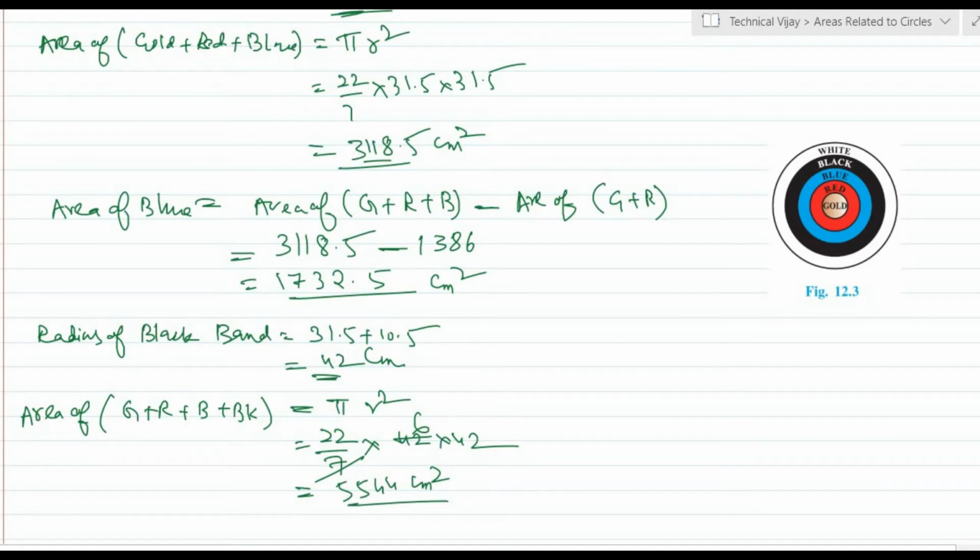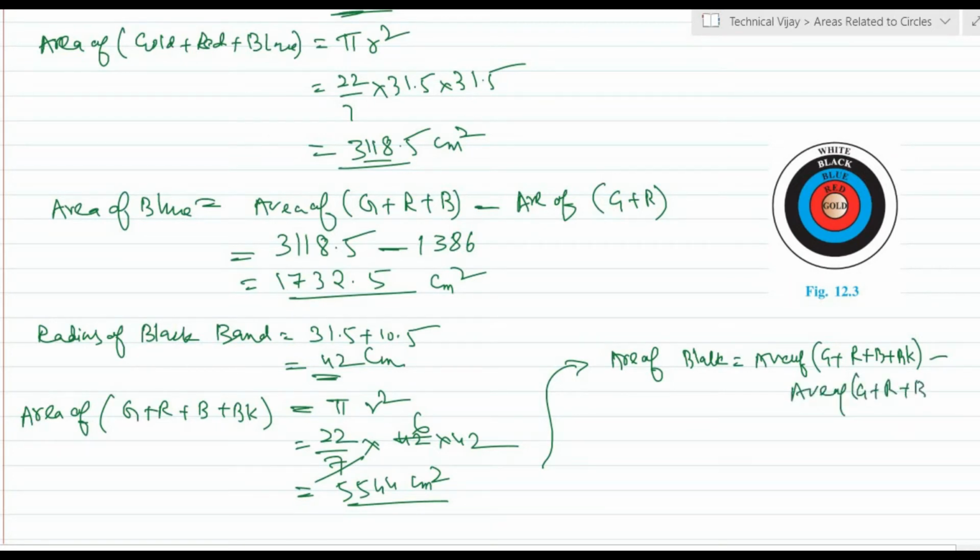So now the area of black is equal to the area of the total, gold plus red plus blue plus black, minus the area of gold plus red plus blue. So now this is equal to 5544 minus the area of gold plus red plus blue, which is 3118.5.